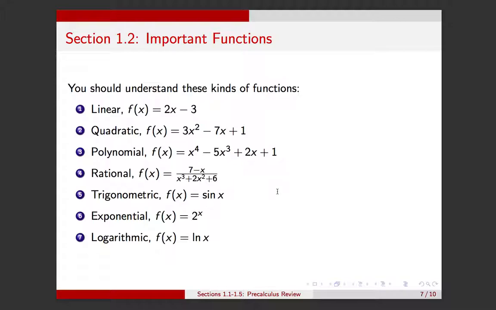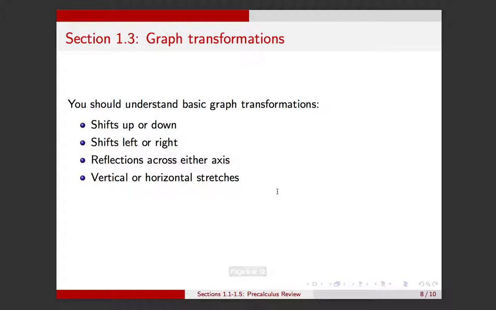But we're not meeting in person for this. Section 1.3 is all about graph transformations. So what does that mean? You start with some basic graph you're familiar with. What does it mean to shift it up or down, shift left or right? How do you reflect across an axis? How do you stretch a function?